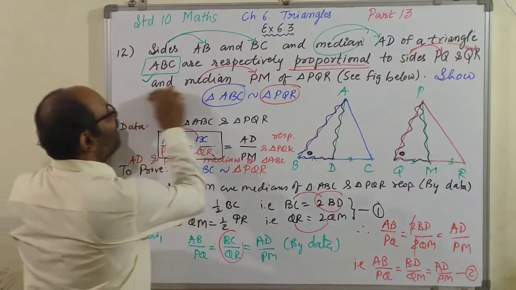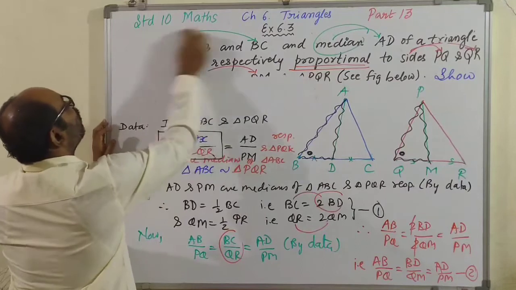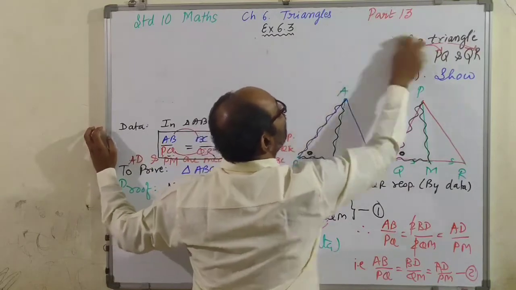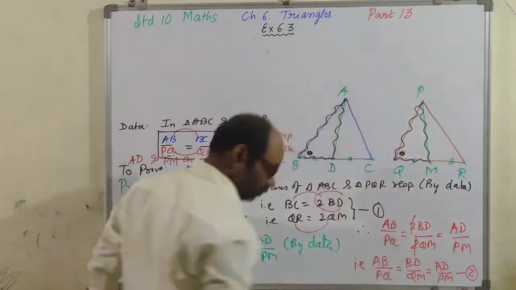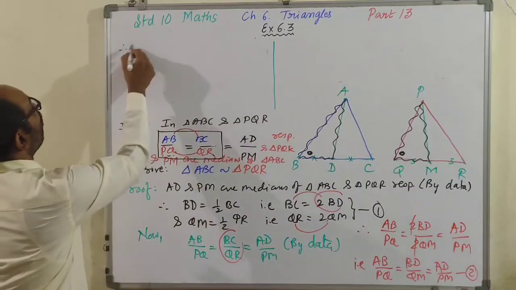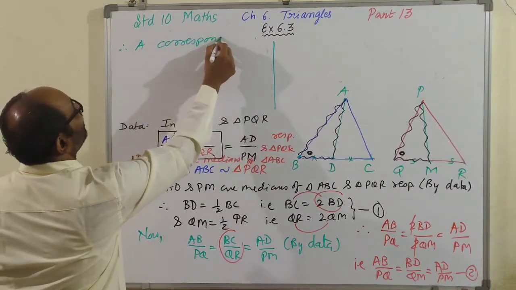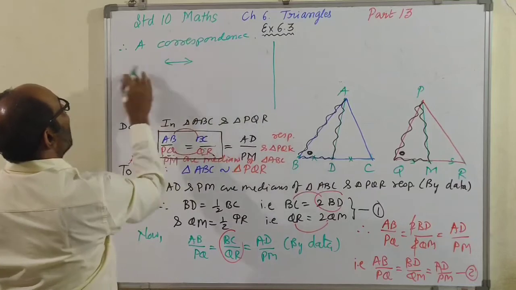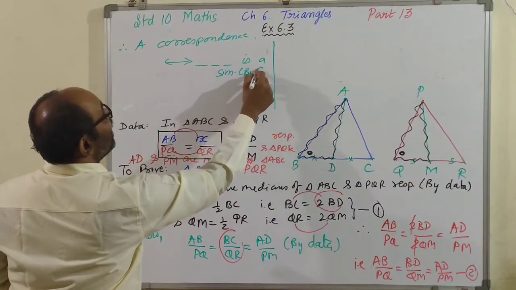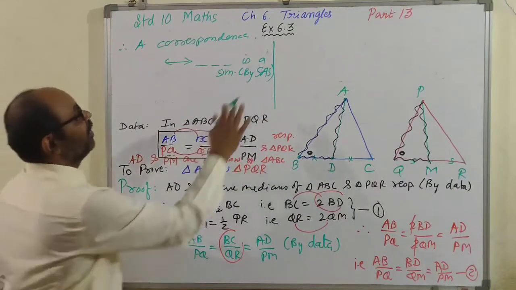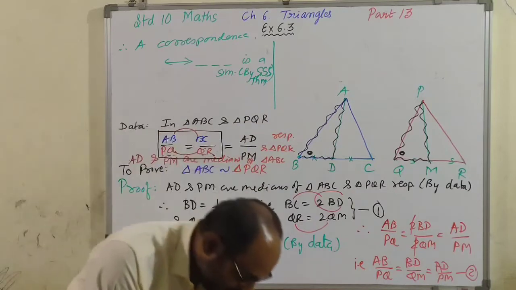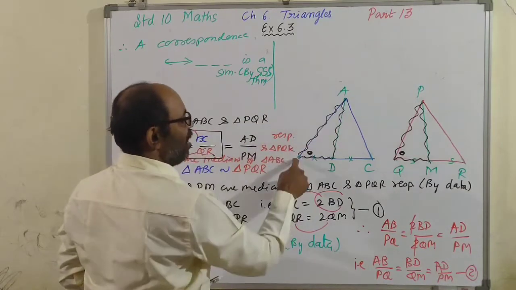Okay, I'll remove the statement now to write the further proof. Alright. Therefore, a correspondence dash corresponds to dash dash dash is a similarity by SAS, children, sorry, by SSS theorem. Clear? Which serpentine? ABD.